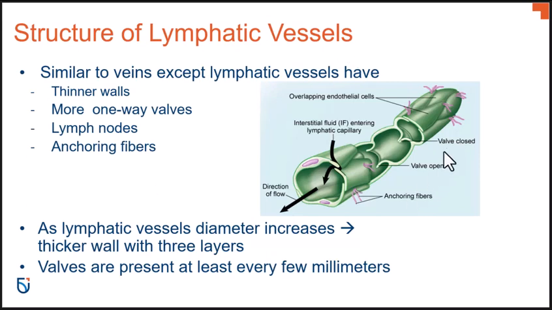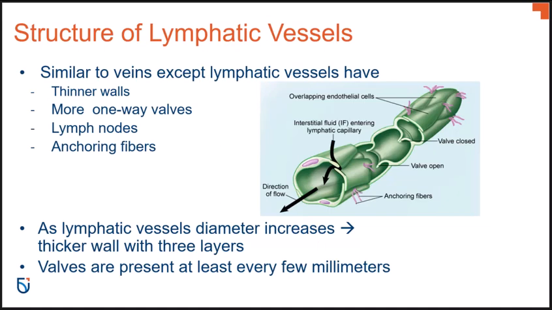So let's have a look here. We can see anchoring fibers present. We can see multiple valves. Lymph nodes are not directly shown on here, but what you can see is the fluid that's in the interstitial area and how it enters in through the vessels, the lymphatic vessels.